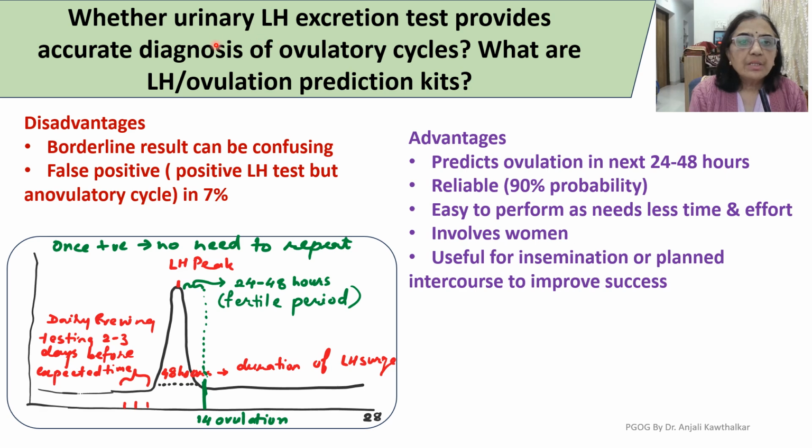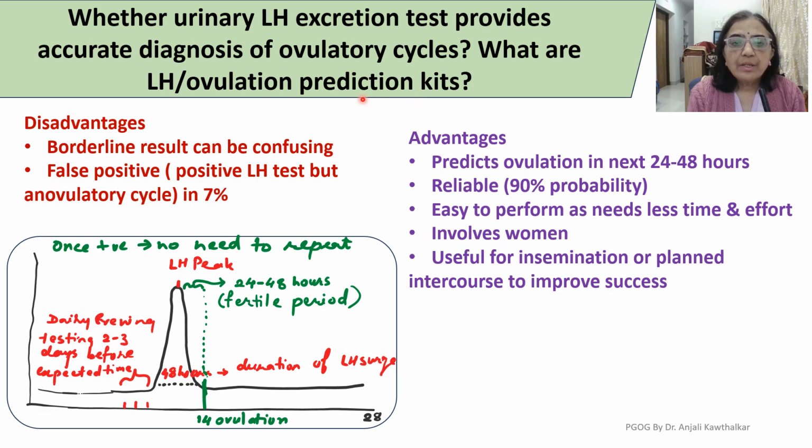Now coming to the next, the urinary LH excretion test. Whether this LH test provides accurate diagnosis of ovulatory cycles. What are LH or ovulation prediction kits? LH kits are home based, as we do a urine pregnancy test. Similarly, urine LH tests are also available, which are called LH kits or ovulation prediction kits.